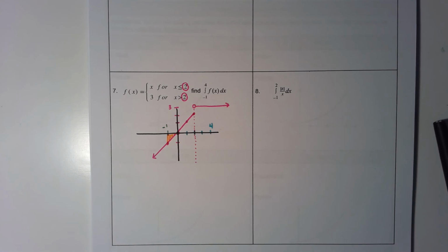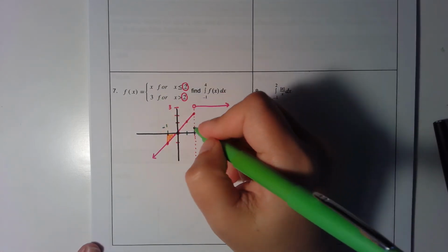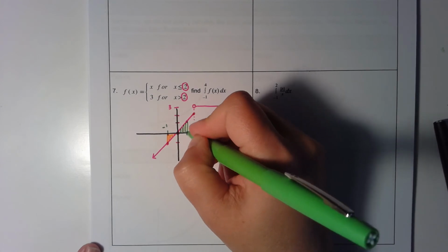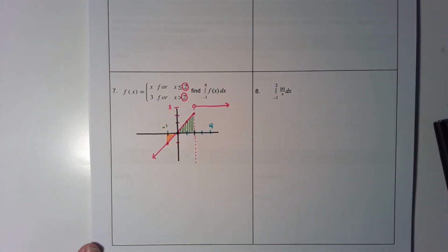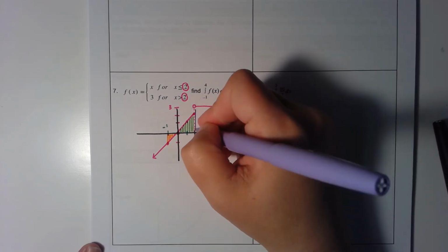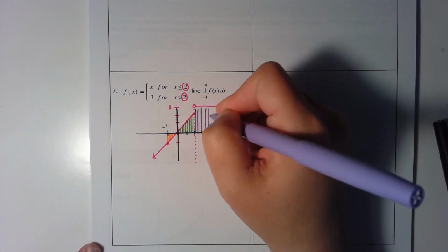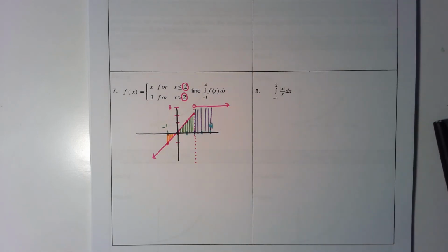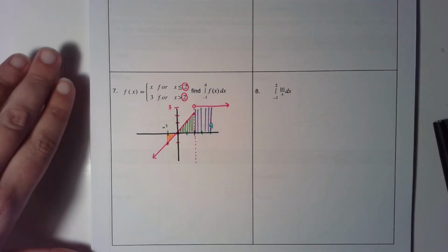right here, which is below the x-axis. The next part of the area that I'm going to work with is going to be this bigger triangle right here, which is above the x-axis. And the last part of the area that I'm going to work with is going to be this rectangle right here, which stops at my upper bound of 4. So I'm going to go ahead and do this in 3 parts.